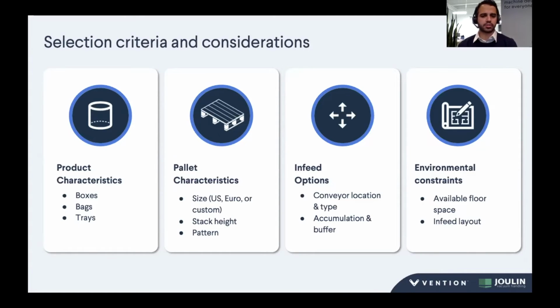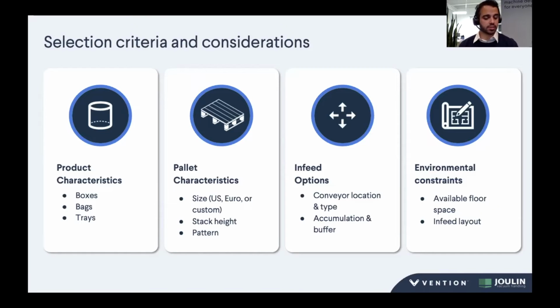The pallet characteristics, obviously. What's the size of your pallet? Is it something standard? Is it going to fit really easily in a standard configuration? Or do you have a custom pallet size, something a bit longer that we have to take into account? The stack height: we can accommodate up to a certain stack height. Past that, it might be a more customized design. But if there's not too high of a stack height, we can reduce the overall machine height and reduce the ceiling height requirements, for example. And then obviously the pattern.